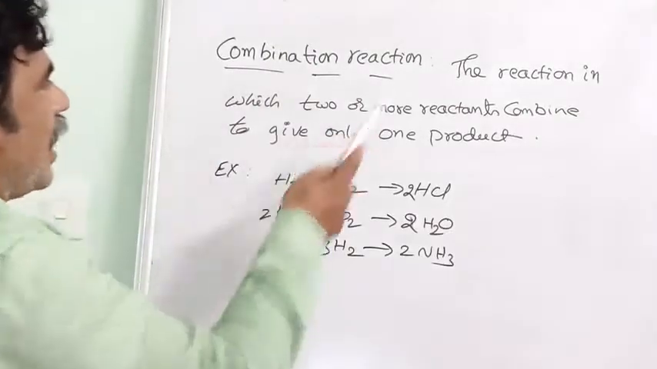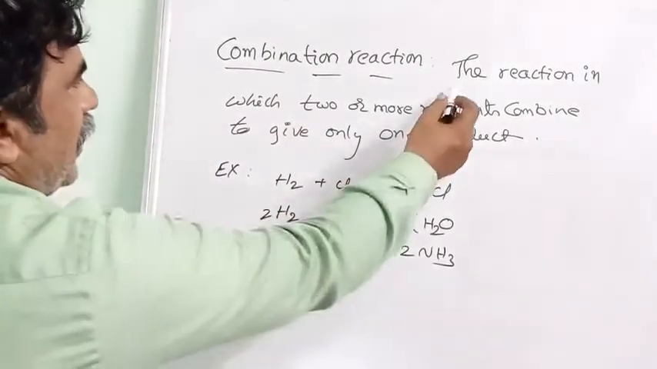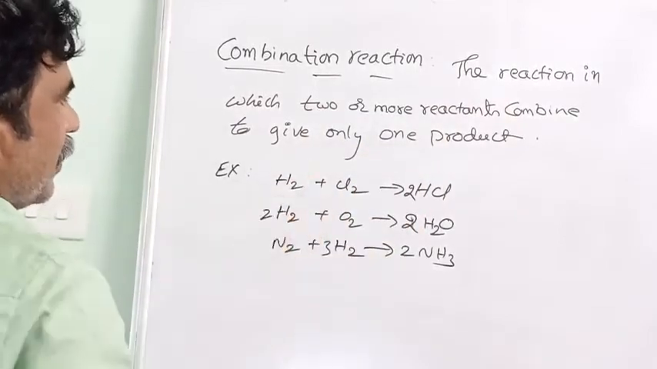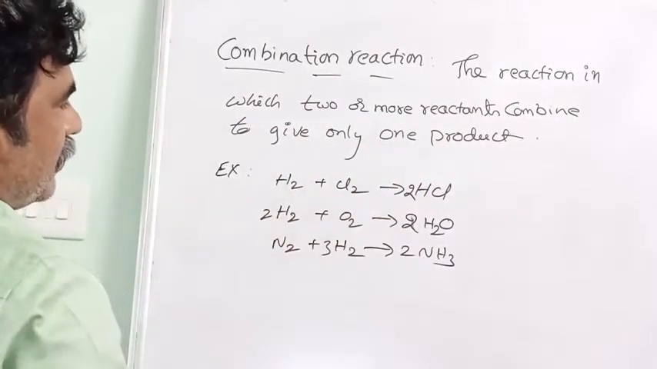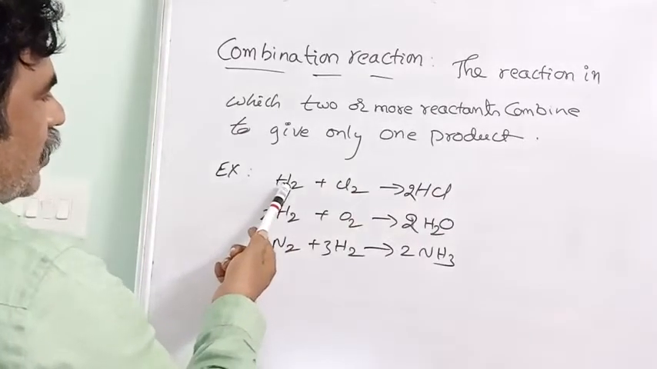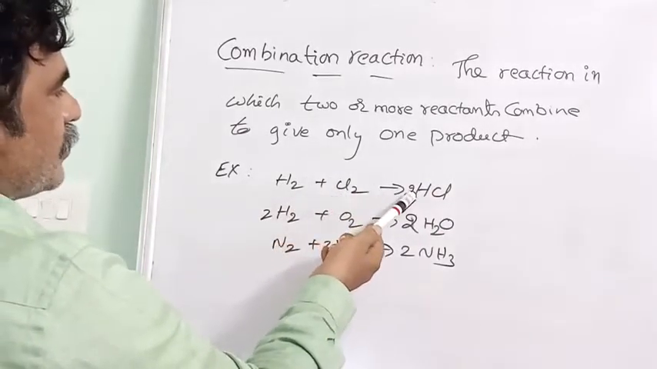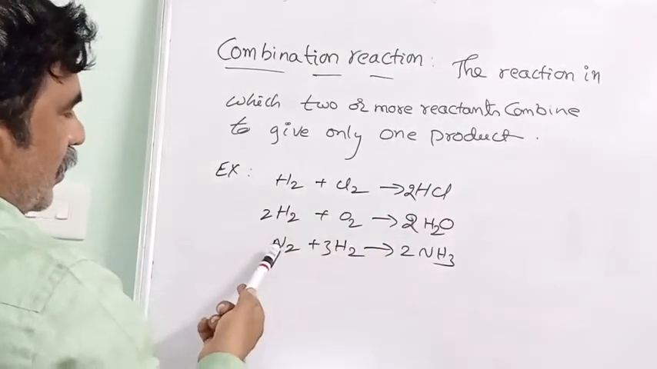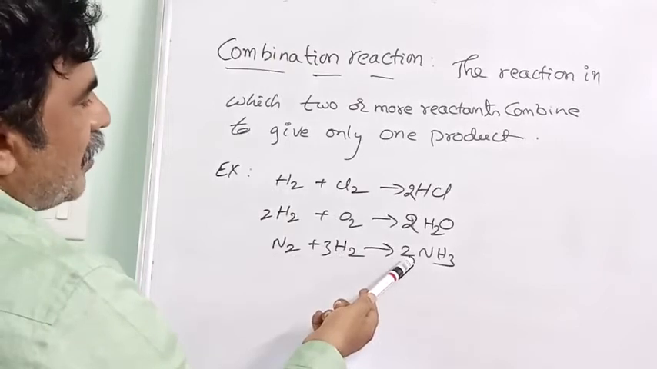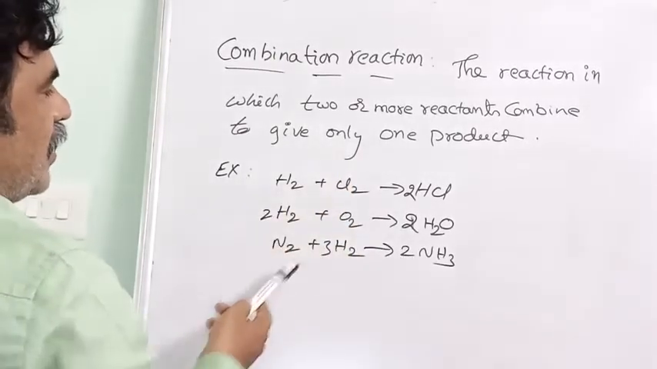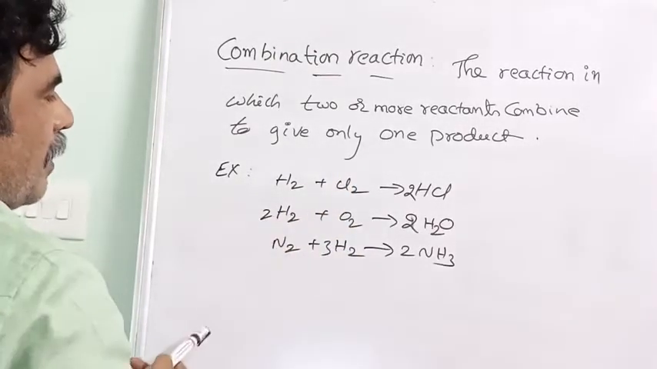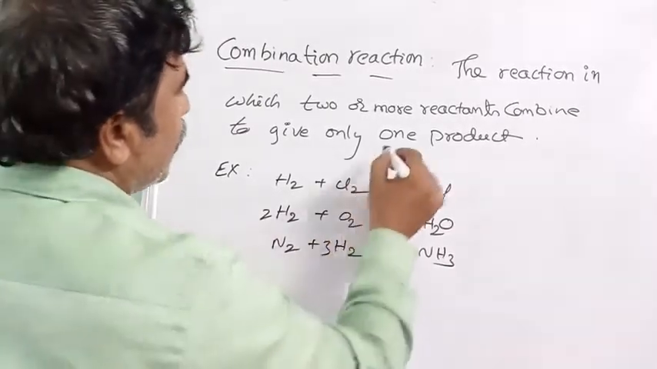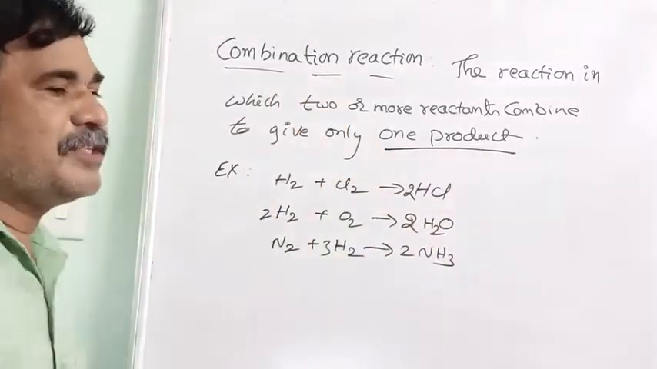First one is combination reaction. It is the reaction in which two or more reactants combine to give only one product. See examples: hydrogen plus chlorine gives hydrogen chloride. Hydrogen plus oxygen gives water. Nitrogen plus hydrogen gives ammonia. In all these reactions, the left side is two or more substances, the right side is always only one product. That is called combination reaction.